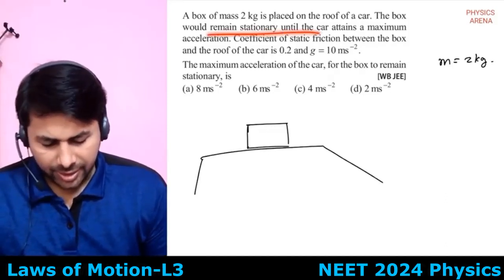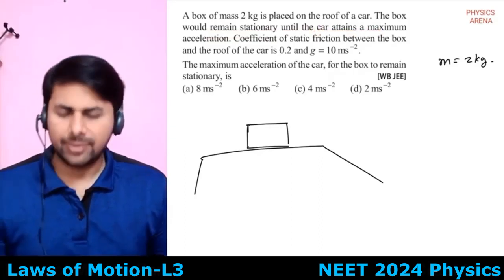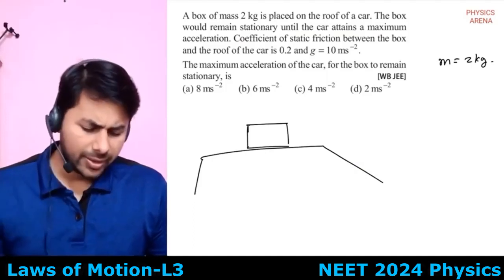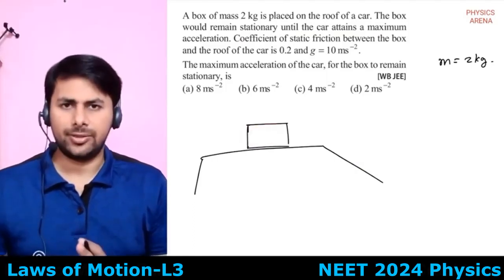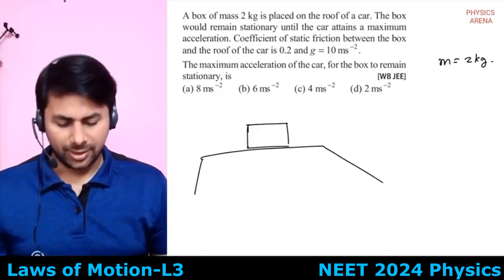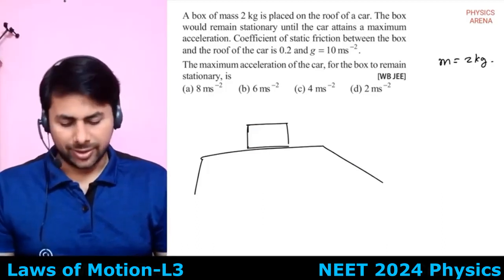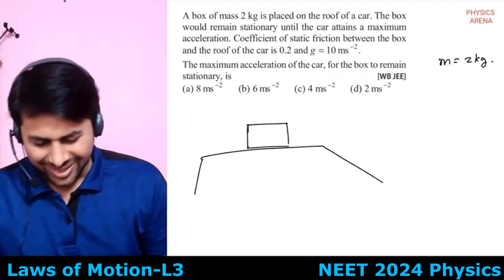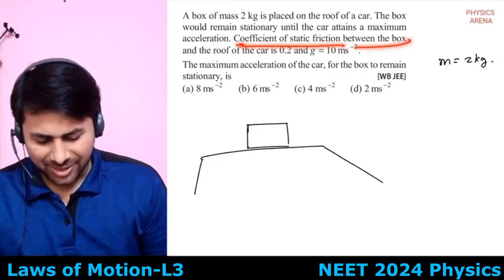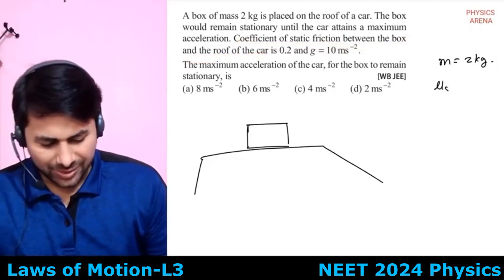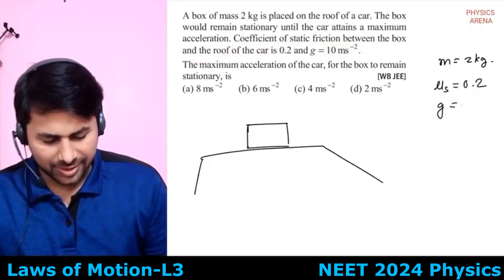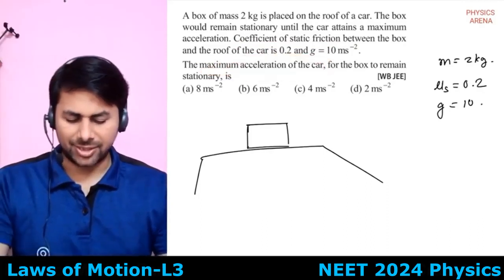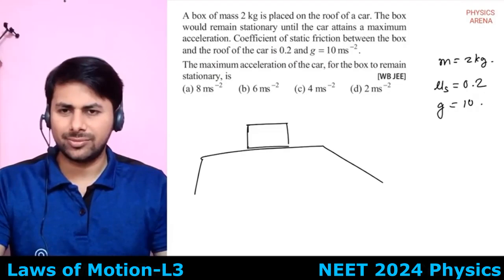Then it remains stationary until the car attains a maximum acceleration. So the car is accelerating, but the box is not falling. The box is not sliding until it attains some acceleration. The coefficient of static friction is given. So mu s is equal to 0.2 and g is 10. So the question is, how much would be that maximum acceleration? Tell me, what should we do?